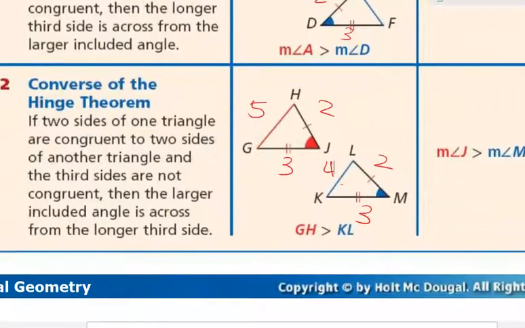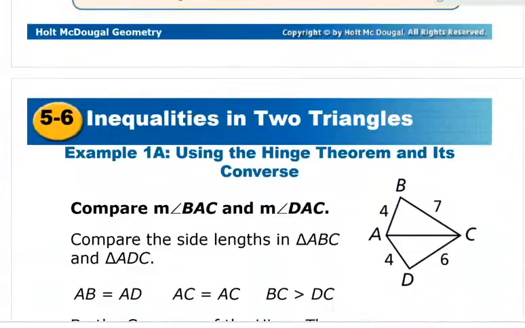The converse is the other way around. So if we have the two congruent sides of two different triangles, and this side is bigger than this side, then this angle is bigger than this angle. Okay, and I'll show you what that looks like.